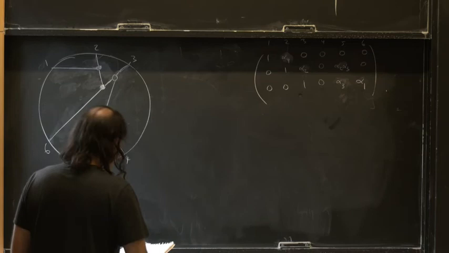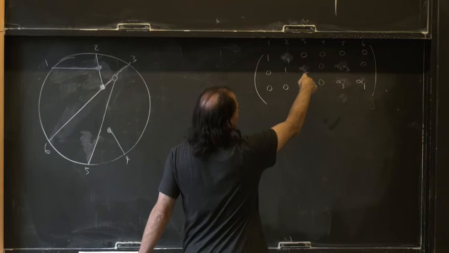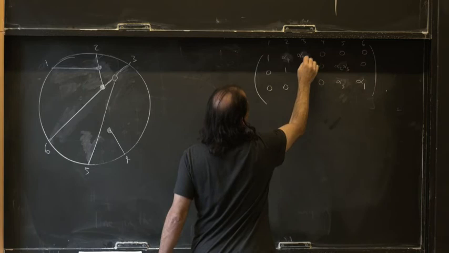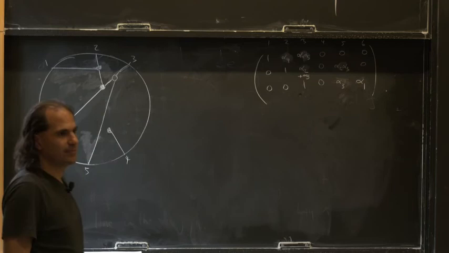Then 2, 3. Now some fun stuff is starting to happen, right? Because when I do 2, 3, I'm shifting this goes to this plus alpha 5 times that. So up here, I'm going to get alpha 4, alpha 5. Here, I'm going to get alpha 2 plus alpha 5, and here it's still going to be 1. So you see the matrix is getting cooler as we go along.